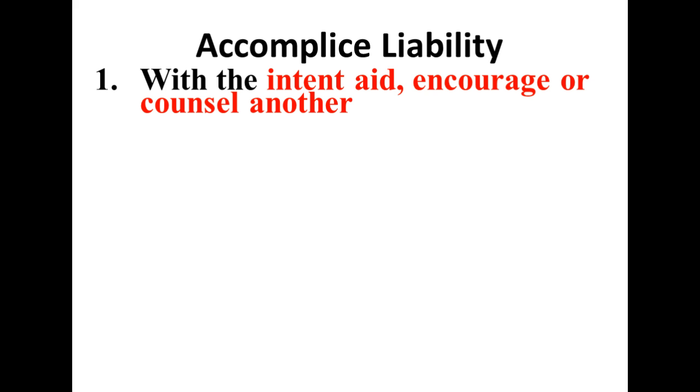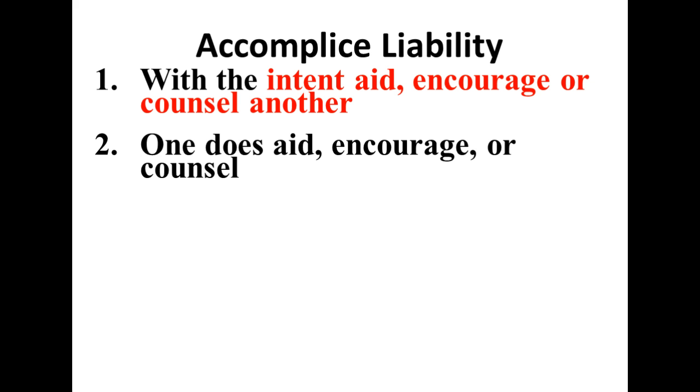Now, let's look at the elements of accomplice liability. The first element is with the intent to aid, encourage, and counsel another. So you have to have this intent. This is the first of two intents in accomplice liability. One does aid, encourage, and counsel. That is, you have to provide aid, encouragement, and counsel. You actually have to do something.